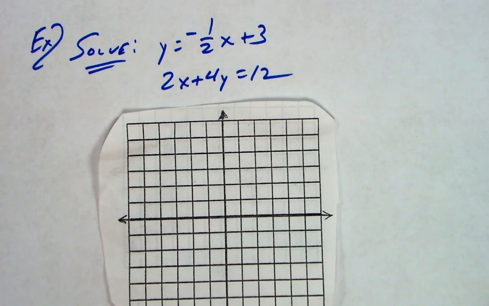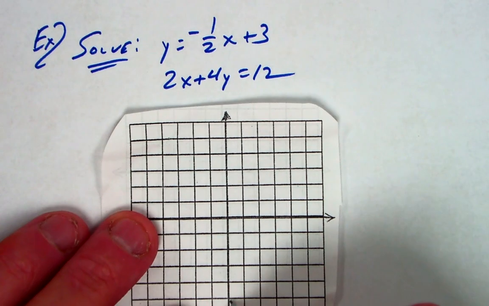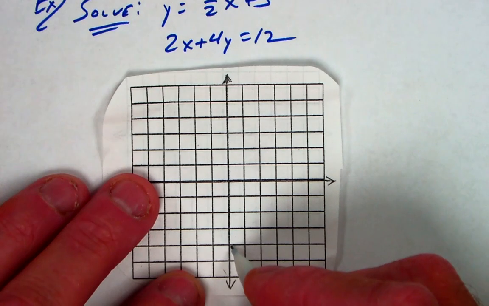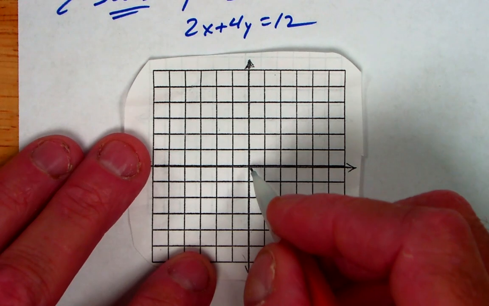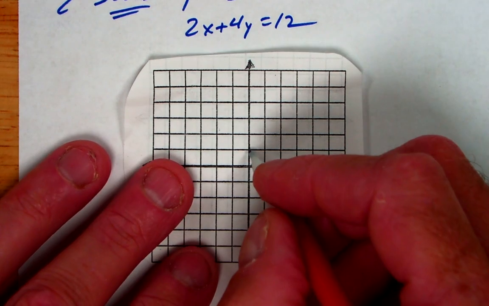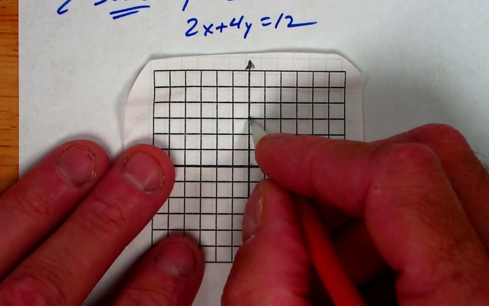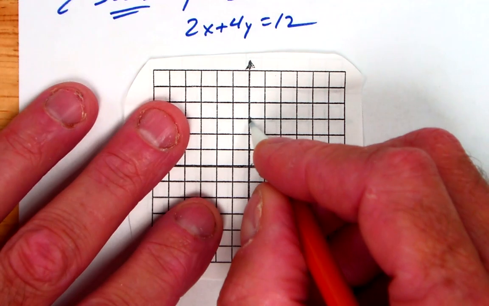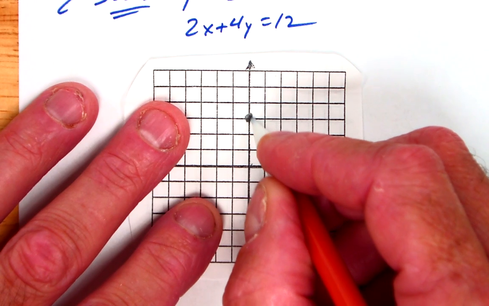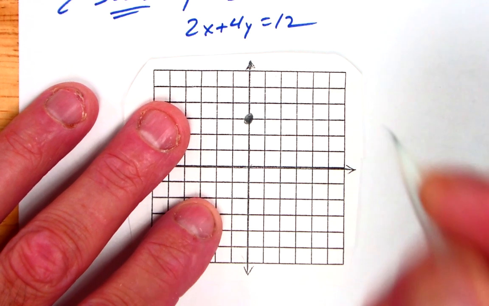The y-intercept is 3. So go plot it on your y-axis at 3. Starting at the 0, go up 1, 2, 3. Okay. Put a dot. Okay, that's enough. Sorry.